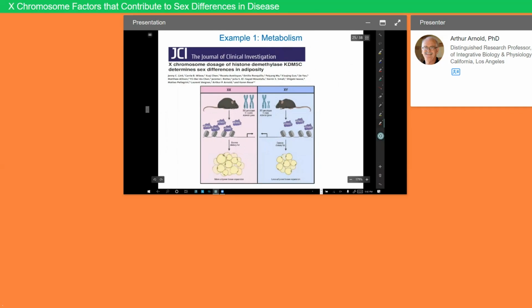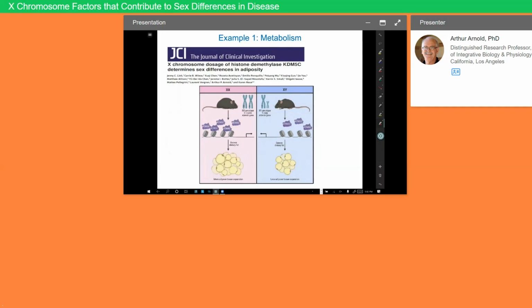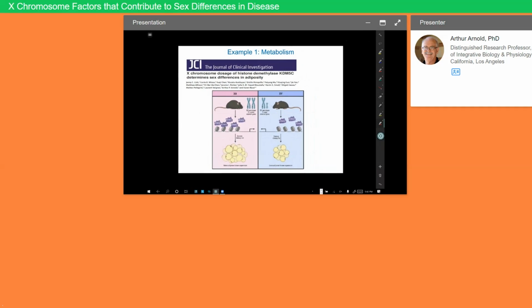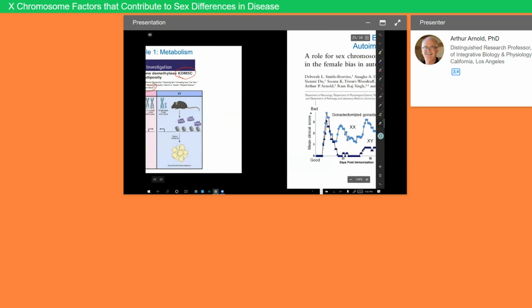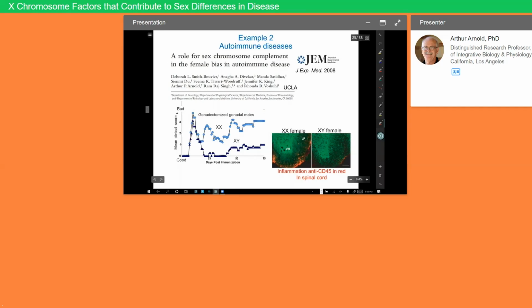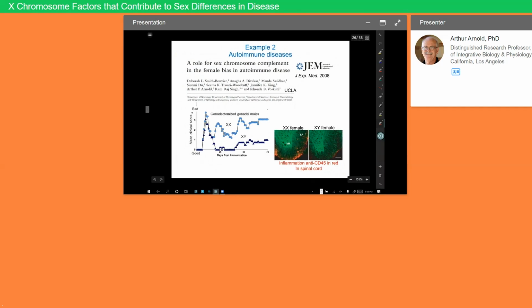So these experiments have been performed several times over. The example I've been using was done in Karen Reue's lab in collaboration with us, and showing a dosage effect of the histone demethylase, Kdm5c, causing differences in metabolism and in differentiation of adipose cells. In other labs, similar kinds of experiments have been done.